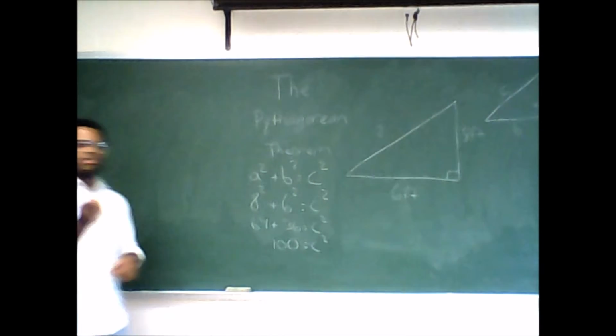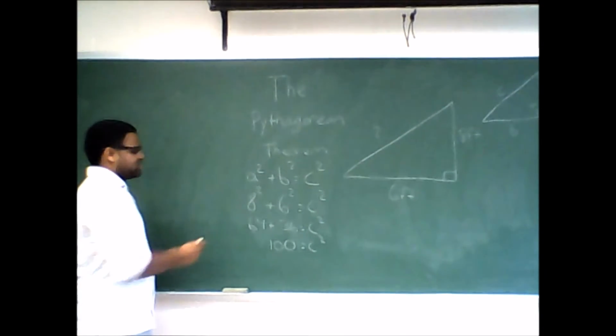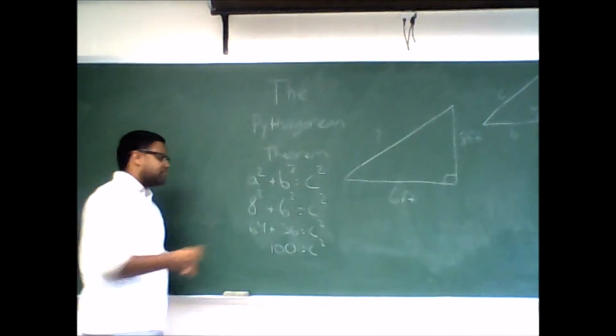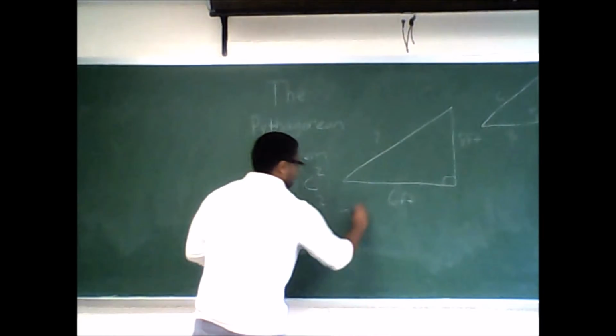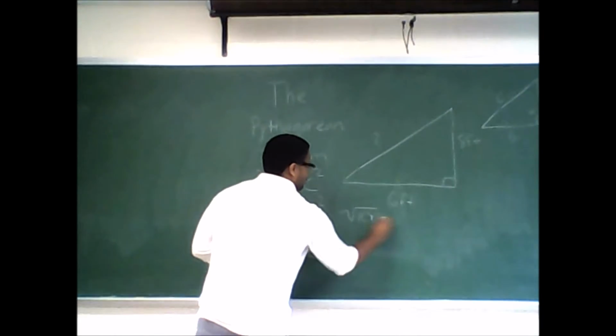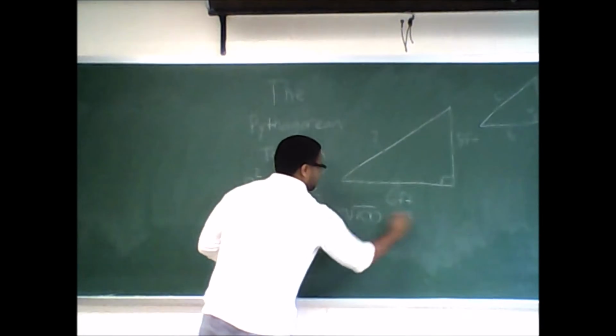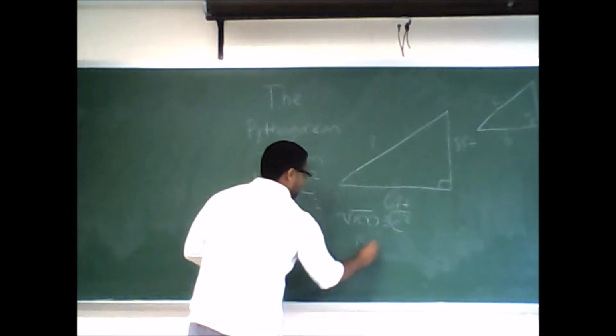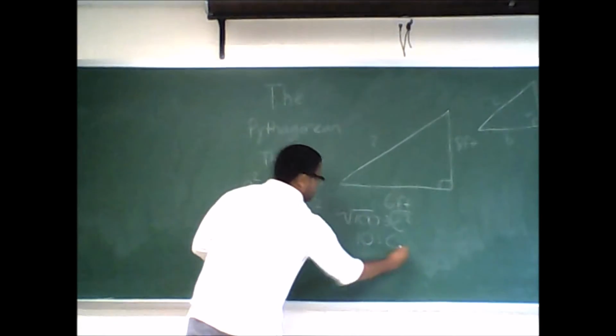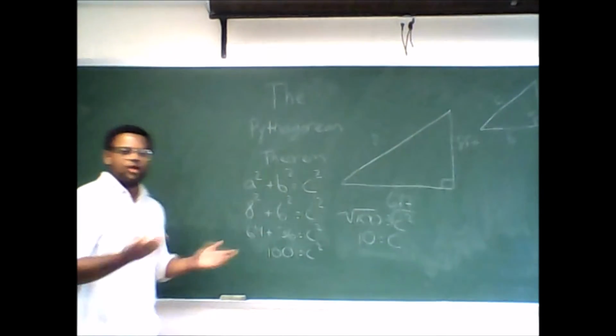Now to solve for the side of the hypotenuse, we cannot leave the answer in C squared. So we're going to find the square root of 100, which would give you 10, equals C. Now how do we know this is correct?